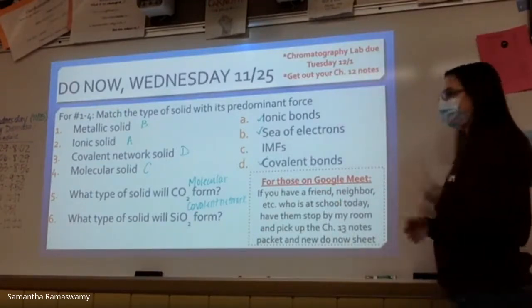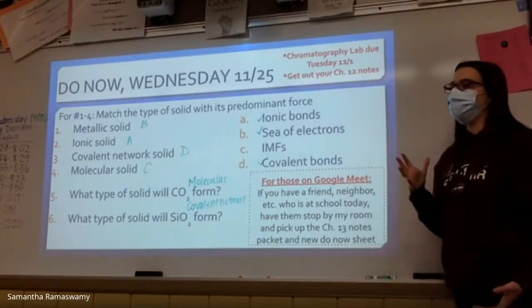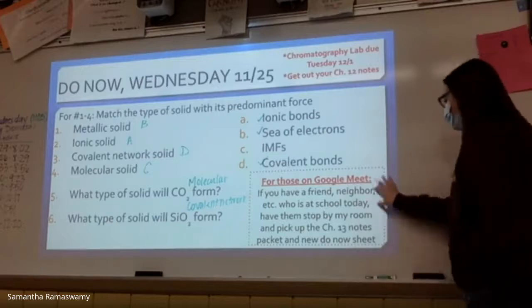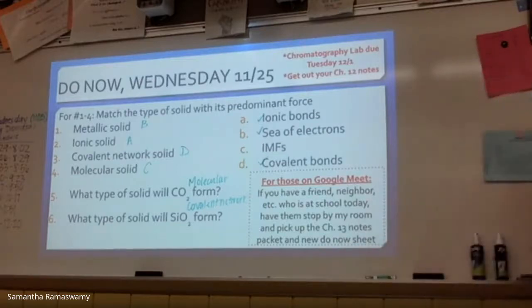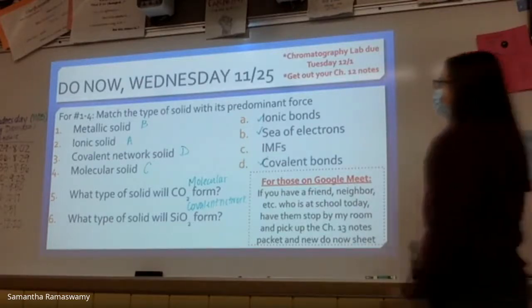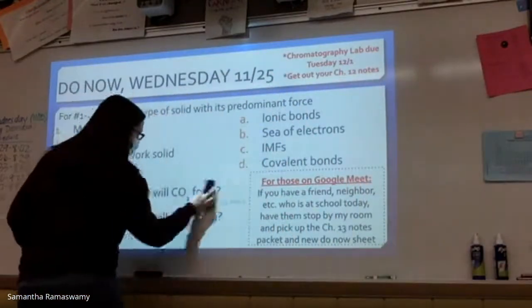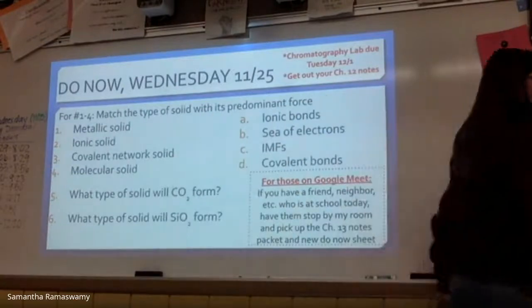The do now sheet could be a little bit easier. You could do it on a piece of paper or something, but the notes might be a little more difficult. So that's just something, because you will want both of those for Monday. So I'm going to go to the next slide, which has more on the types of solids.